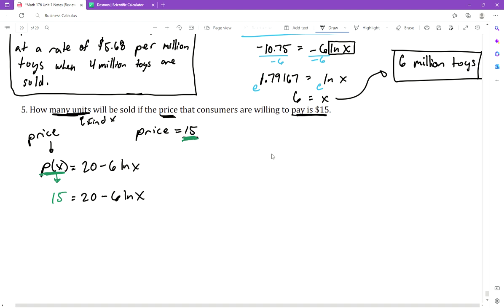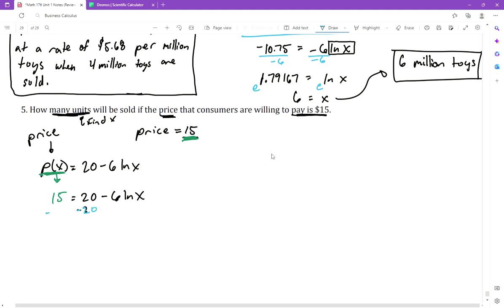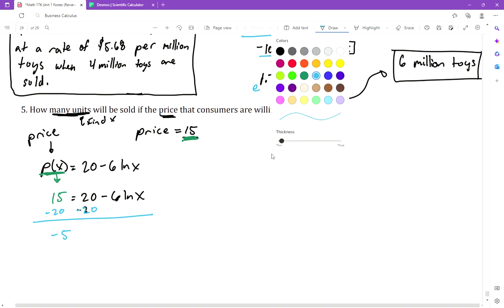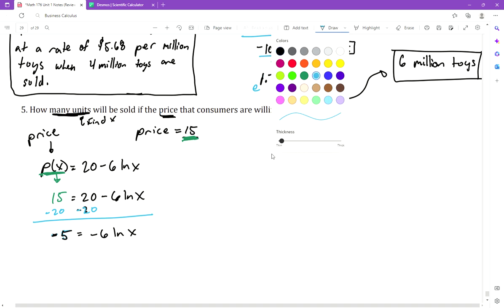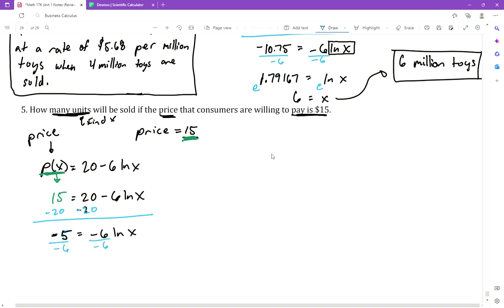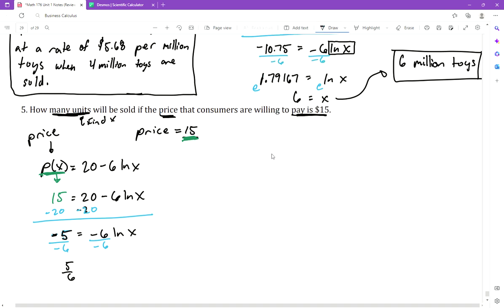So if I have 15 here, let's subtract 20. It's very much now like solving the previous problem. So minus 20, minus 20, and we'll get negative 5. So negative 5 equals negative 6 ln of x. Then we'll divide each side by negative 6, which gives 5/6 equal to ln of x.